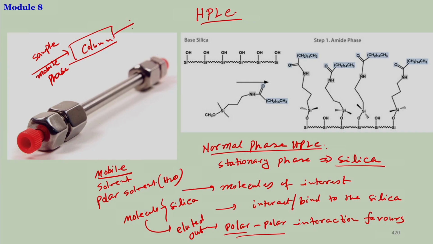Your molecules are coming out of the column according to their interactions at different time intervals. Now, how do you know that your molecules are coming out? You have to detect the concentration of whatever material is coming out of the column. So, after the column you need a detector.